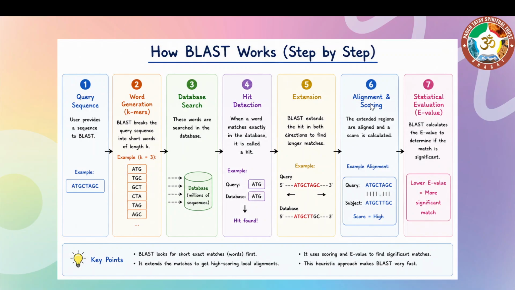But after this step, BLAST asks, is this match biologically significant? Means, is this match biologically meaningful, or did it occur just by chance? Just like ATG happened again just by chance in many sequences from the databases. In the same way, is this match biologically meaningful, or did it happen by chance? To answer this question, BLAST calculates the E-value. Now, E-value is one of the most important values in BLAST.